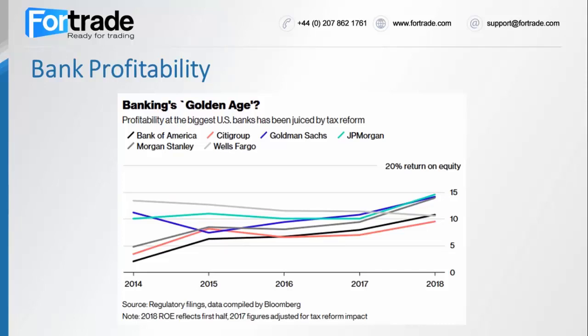This is borne out by the graph you can see in front of you, showing the profitability of the biggest US banks, which has been helped by tax cuts, all moving in an upward direction, with the exception of Morgan Stanley. So the banking sector may be a good one to consider. The energy sector currently has the highest earnings growth rate of any sector. It is expected to earn $20.3 billion in the third quarter of 2018, compared to earnings of $10.1 billion in the third quarter of 2017. So this one's another potential one to consider.